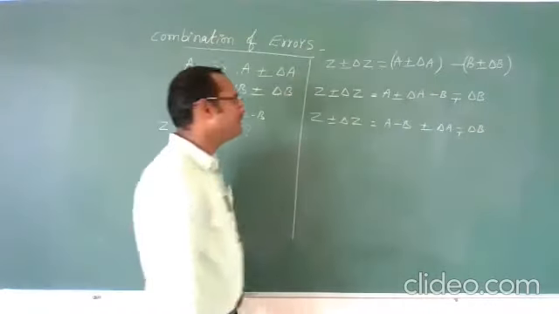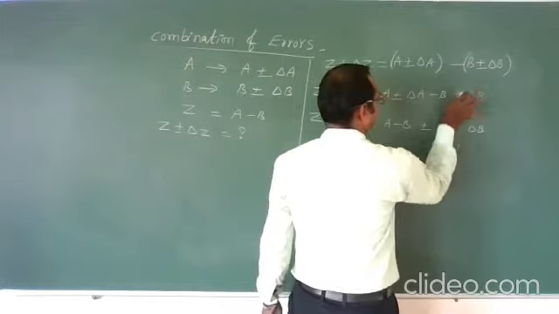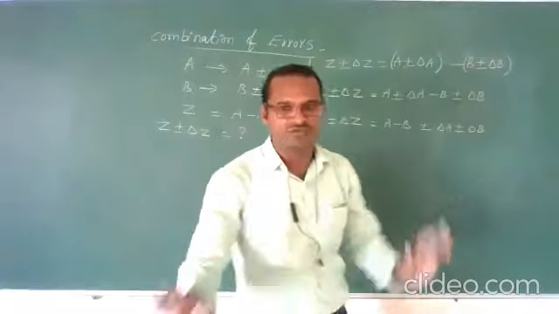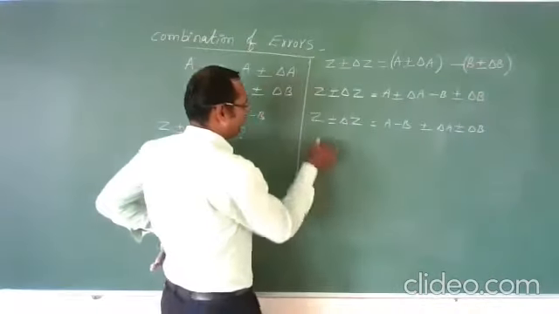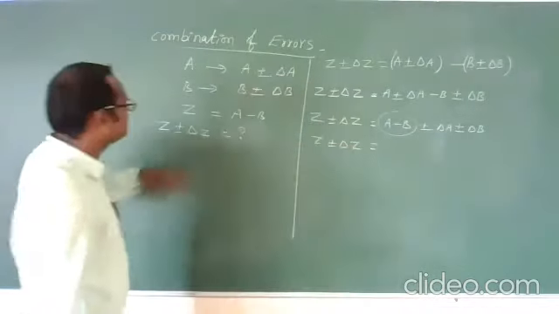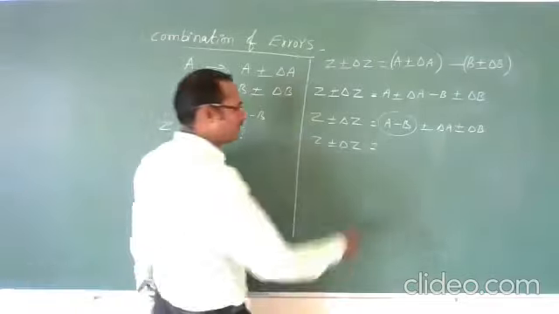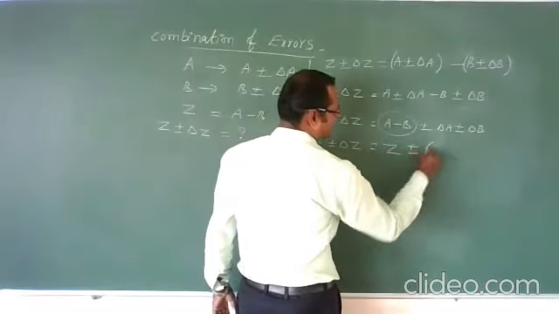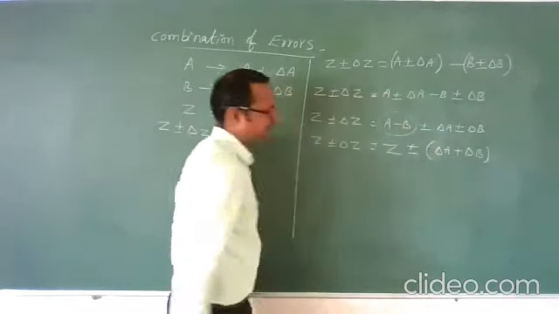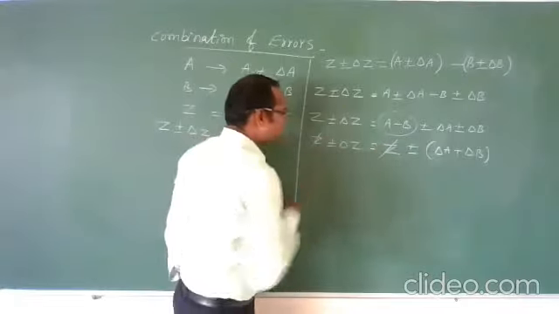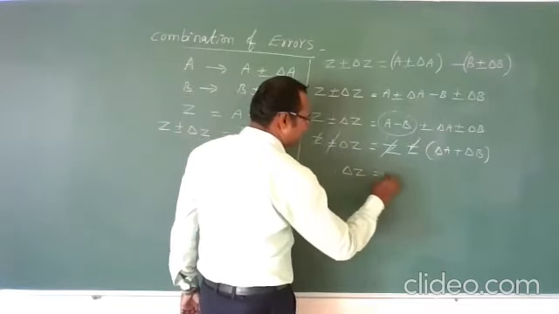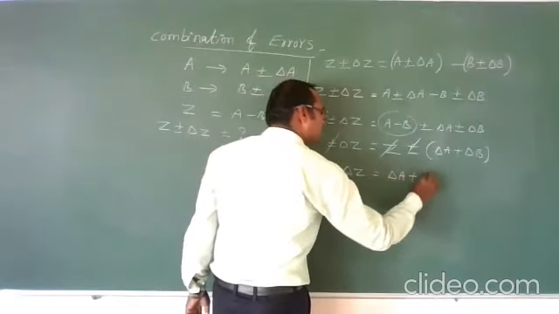Minus or plus, we can write as plus or minus only, because plus or minus multiplied with minus gives again plus or minus only. Now Z plus or minus delta Z will become A minus B, plus or minus delta A plus delta B. What is A minus B? According to the question, A minus B is Z. Taking plus or minus common, this Z cancels, this plus or minus cancels. Delta Z is equal to delta A plus delta B.